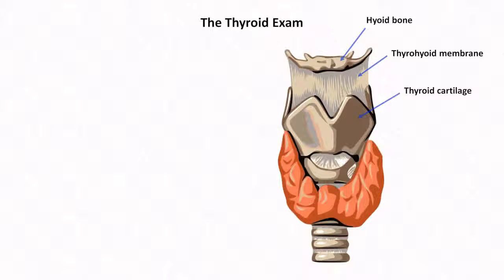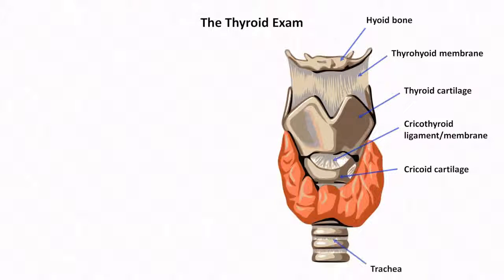Immediately below the thyroid cartilage is the cricothyroid ligament or membrane, which is the location of cricothyrotomies, a procedure rarely used to obtain an emergent airway in situations of upper airway obstruction. Then moving downward is the cricoid cartilage, which is also palpable, but not as prominent as the thyroid cartilage. And below the cricoid cartilage, just anterior to the second and third tracheal rings, is where the isthmus of the thyroid is most commonly located, with the two lobes extending outward laterally.